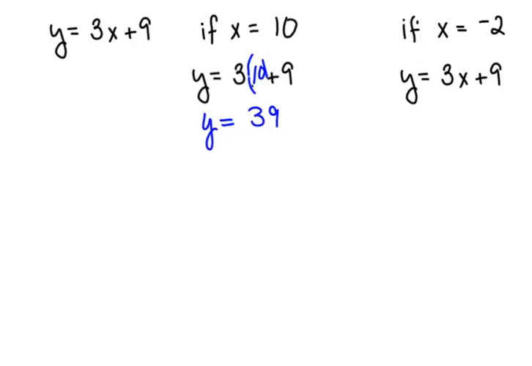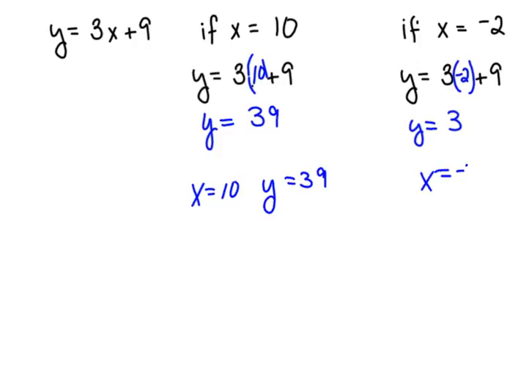So we're going to do that again if x was negative 2. Put in my parentheses, get out my handy-duty, ever-popular little tiny eraser, because you know I like my little tiny eraser. I'm going to erase that little x right there. I'm going to put in my negative 2. I'm going to calculate, and I'm going to say, oh, gee, guess what? This is equal to 3. So when x is 10, y is 39. Or when x is negative 2, my y is 3.